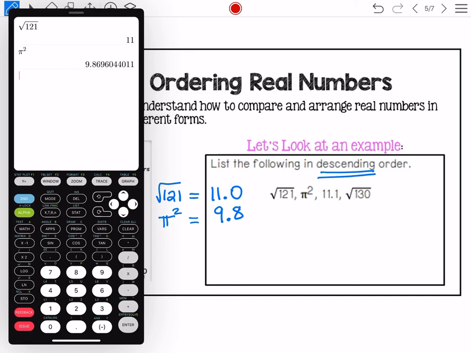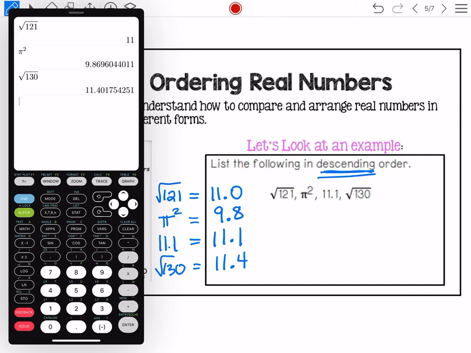11 and 1/10 is already in decimal form. So again, I'm just going to keep my decimal lined up. And then the square root of 130, the last one, I'm just going to put it in my calculator. The square root of 130 gives me 11 and 4/10. Okay, now remember, now that we have them in decimal form, we need to go back and make sure we're putting them in the correct order.